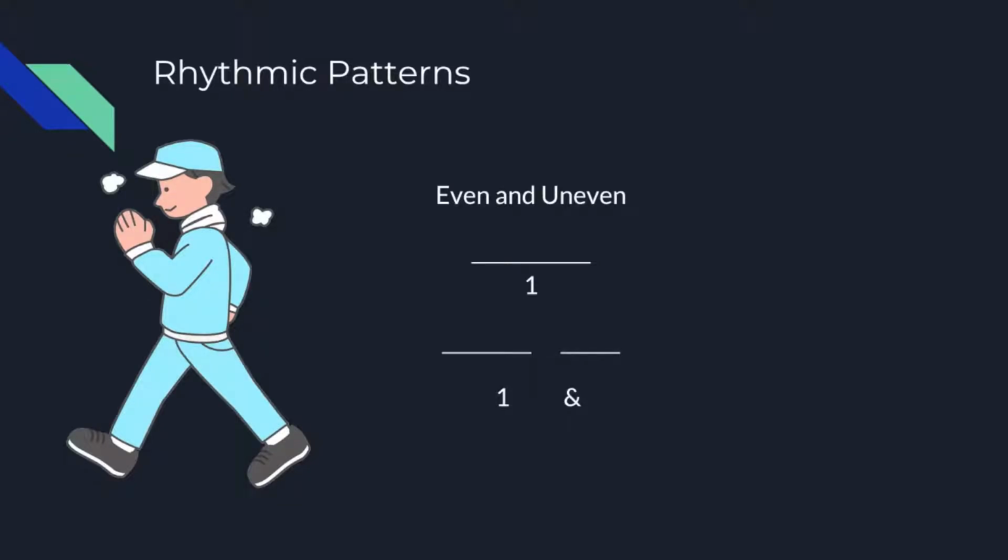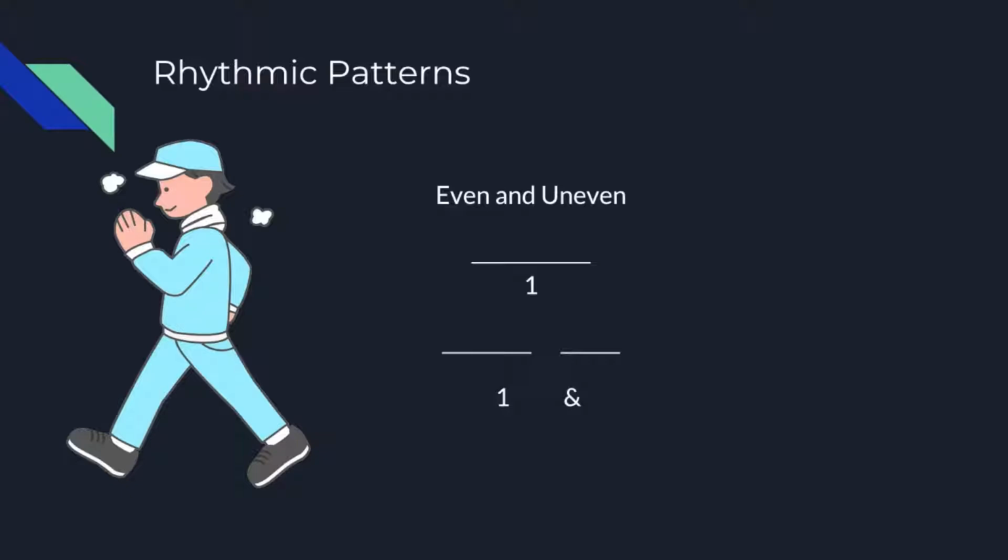Locomotor movements can also be divided into even and uneven rhythmic patterns. Even rhythmic patterns are performed to a steady, regular beat. The patterns can be counted such as 1, 2, 3, 4. The rhythmic pattern could be a walk, run, hop, leap, or jump.